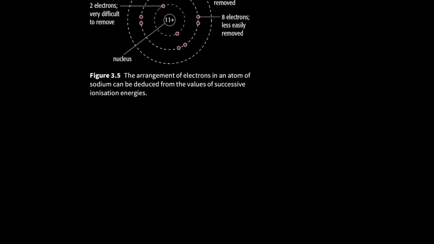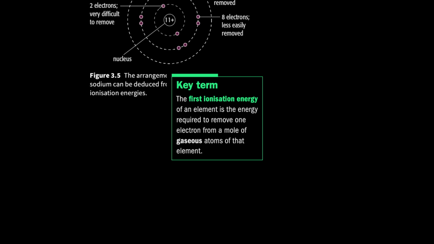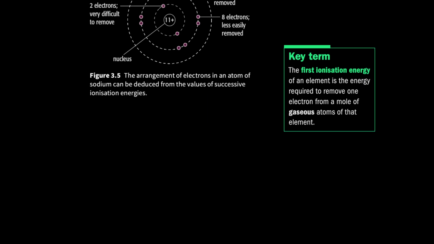Okay. Now see, these are a couple of definitions. The first ionization energy of an element is the energy required to remove one electron from a whole mole. It's better to say, to remove 1 mole of electrons from 1 mole of gaseous atoms to give you 1 mole of positive ions of that element. But don't write this definition, write my definition, please.